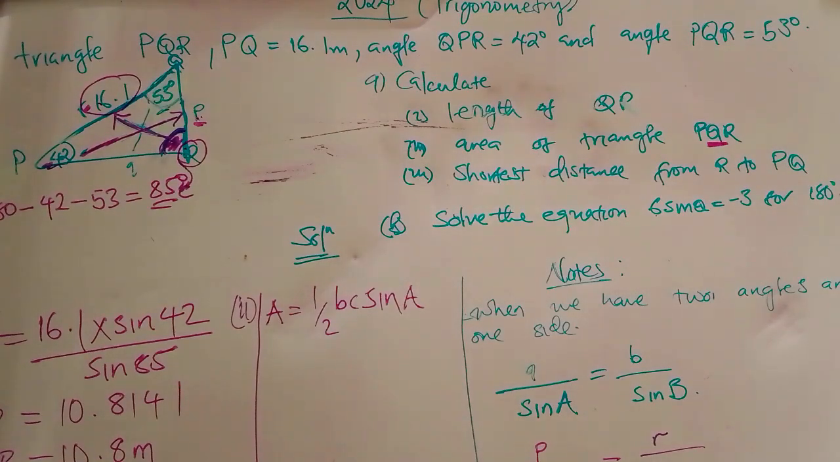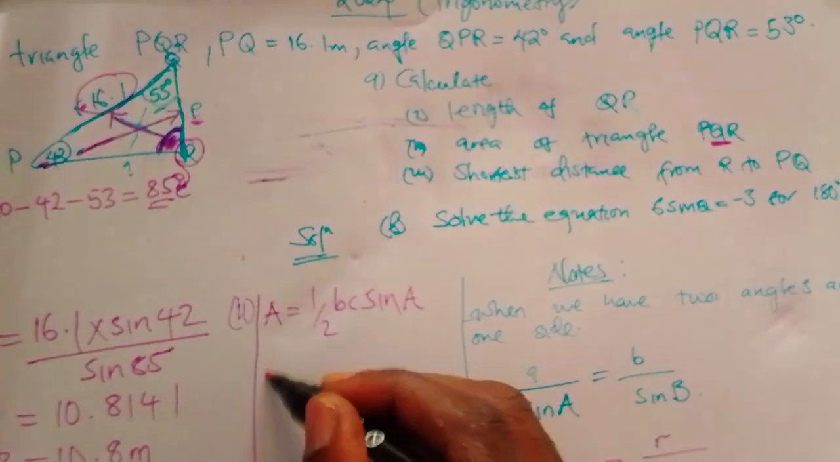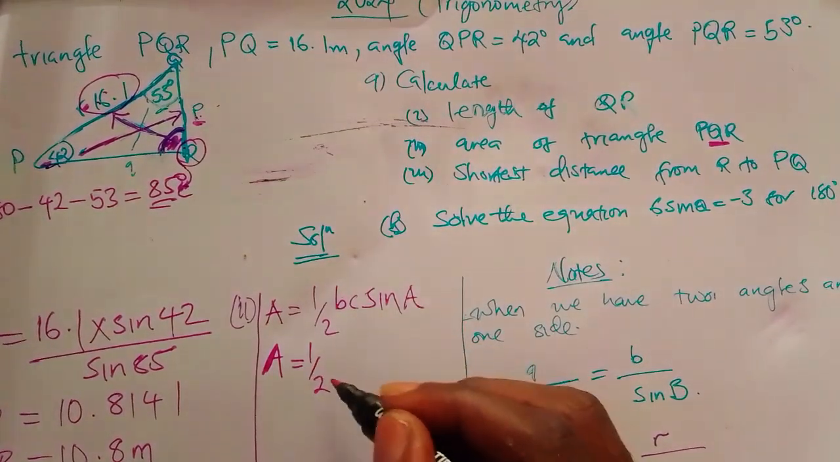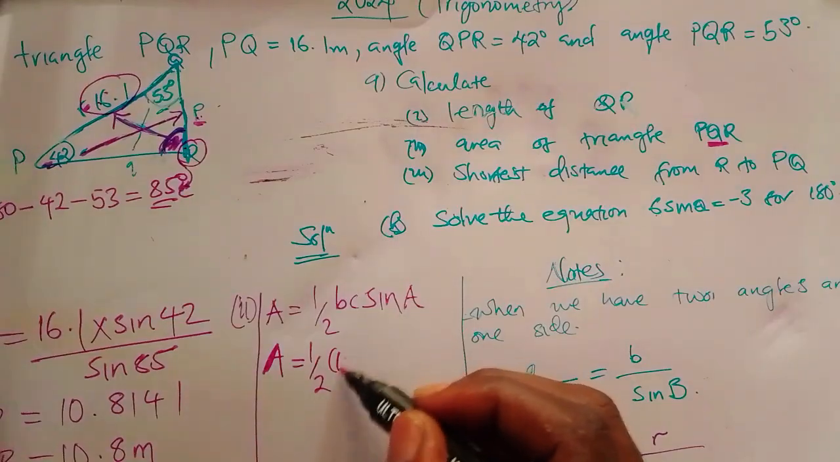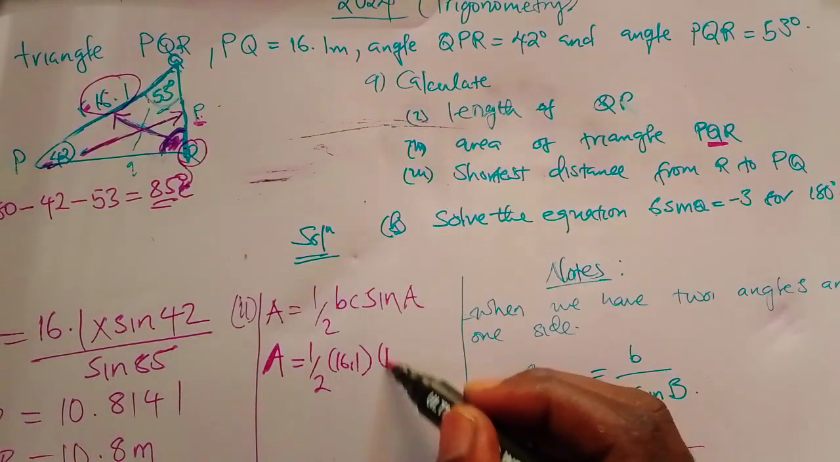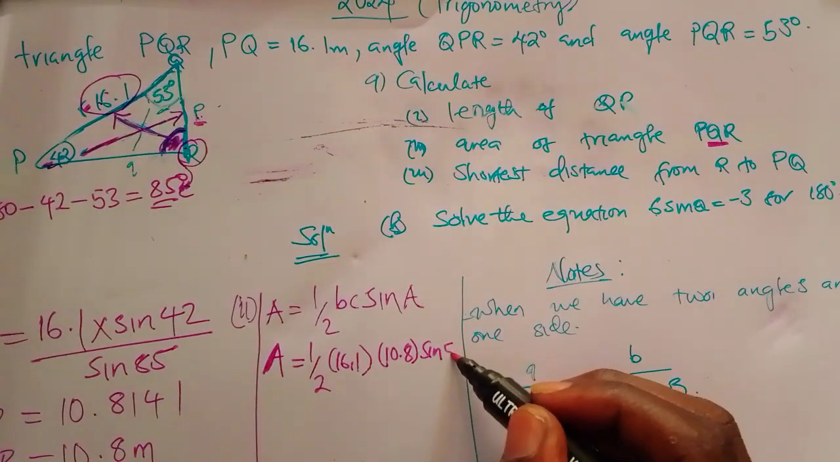In short, I said just follow the two sides and the angle. So we have P and this side and the angle. So you say area is equal to half. Our B is 16.1. Our C we have 10.8. Then sine 53.